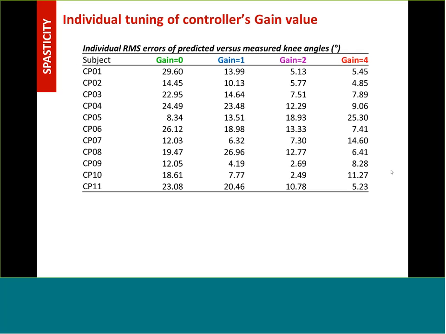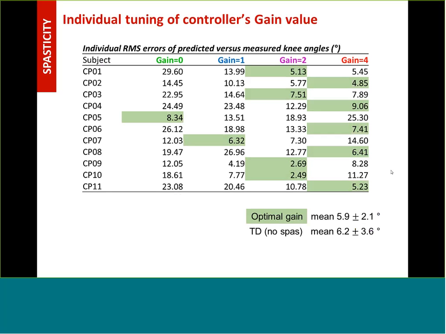And these are a lot of numbers, of course, to look at. But if we look at the boxes in green, these indicate for each subject the lowest RMS value, so the gain value with the best fit on the data. And as you see, most subjects had a best fit with a gain of 2 or 4, while 2 had a lower score of 1, and 1 even had a best fit with a gain of 0, so without modeling any spasticity.